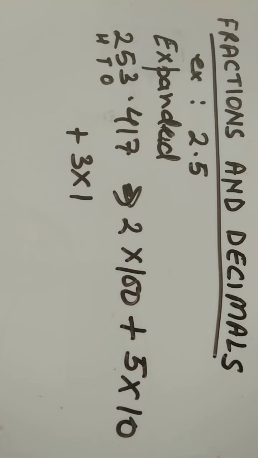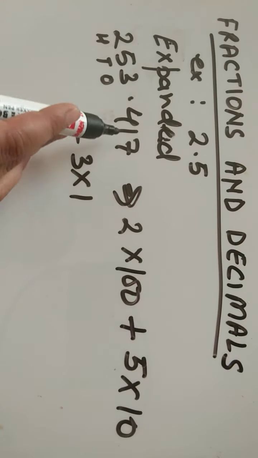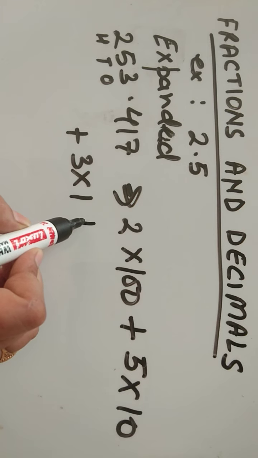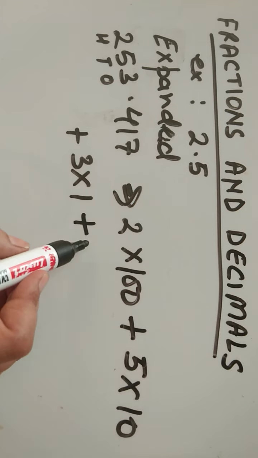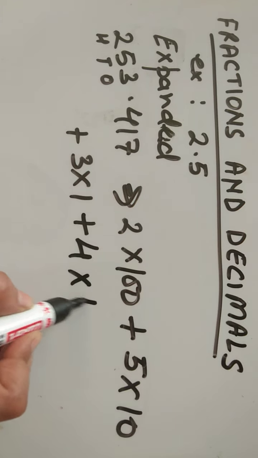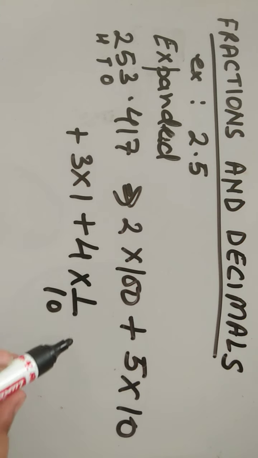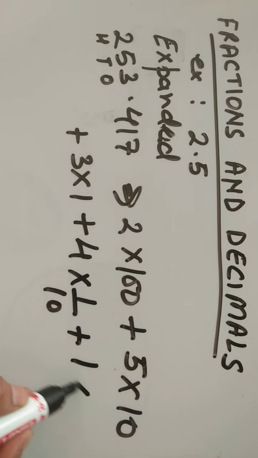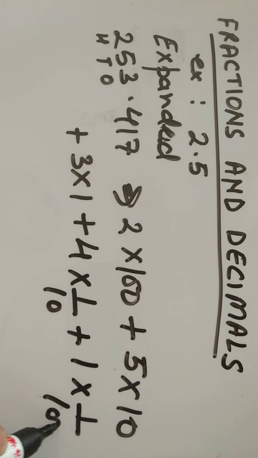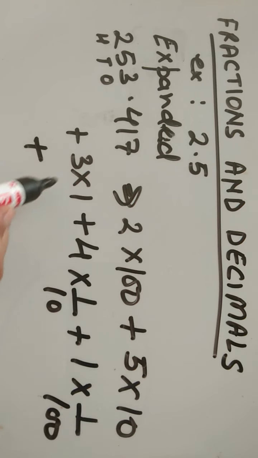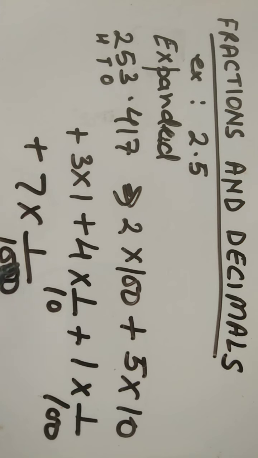Then after the decimal, how do we represent it? It is 4 by 10... 1 is 1/10th, then 1 is 100th, then 7 is 1000th. So that is the expanded form of the given number.